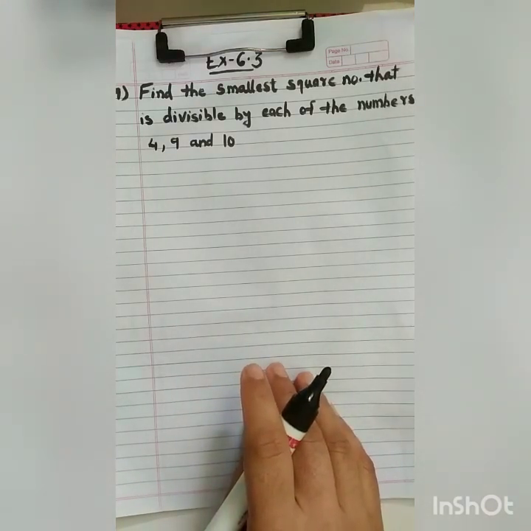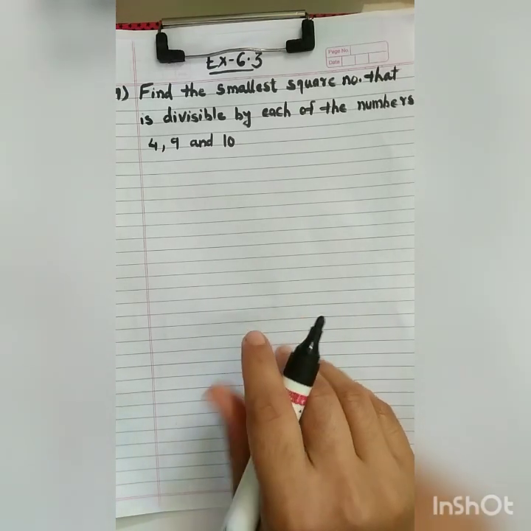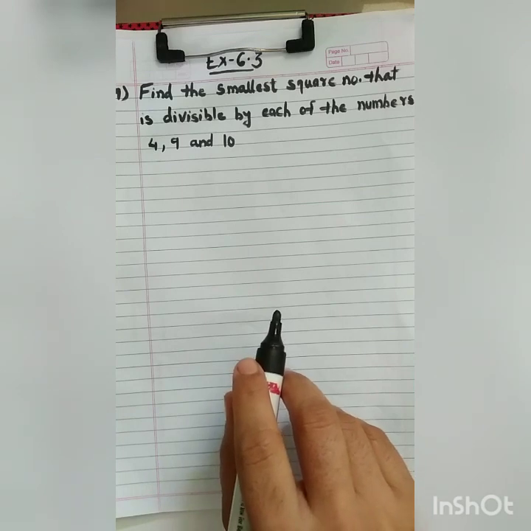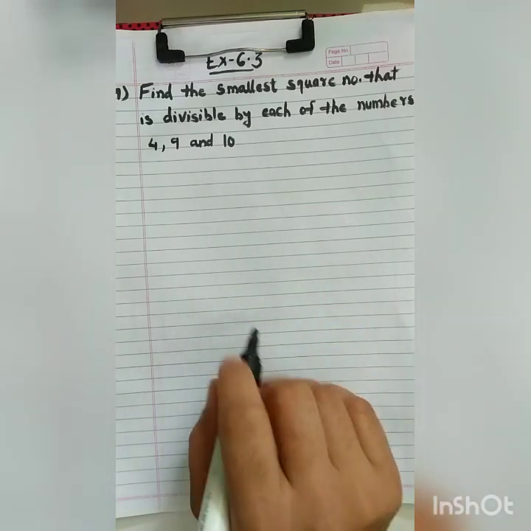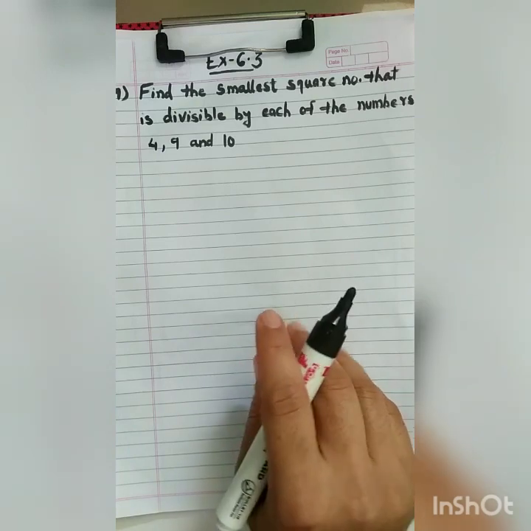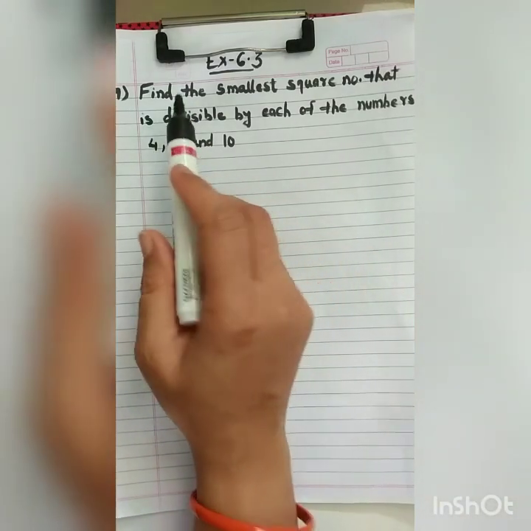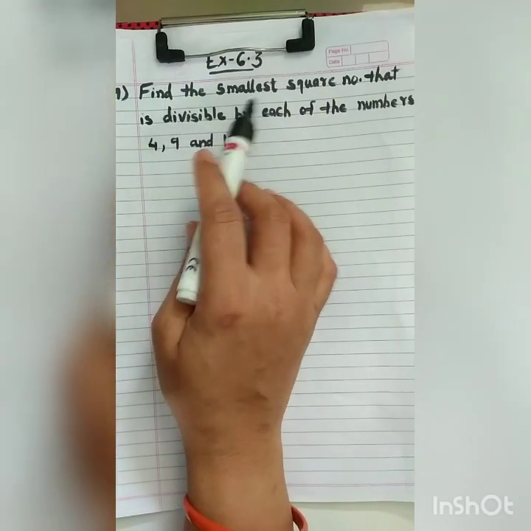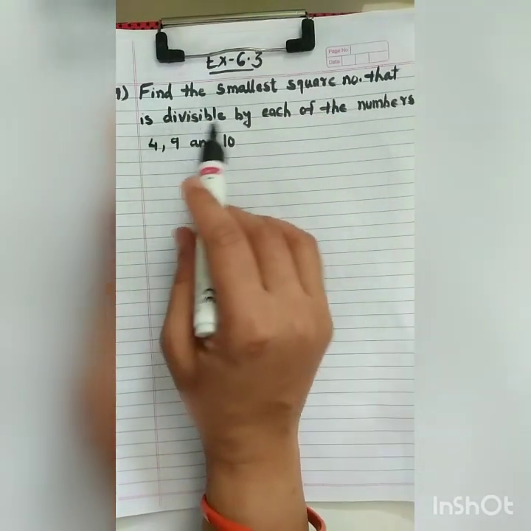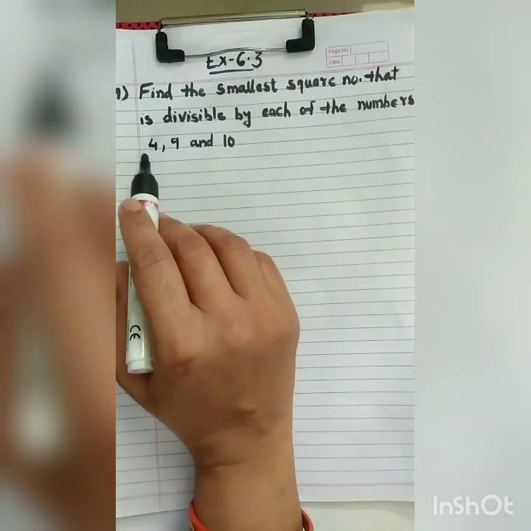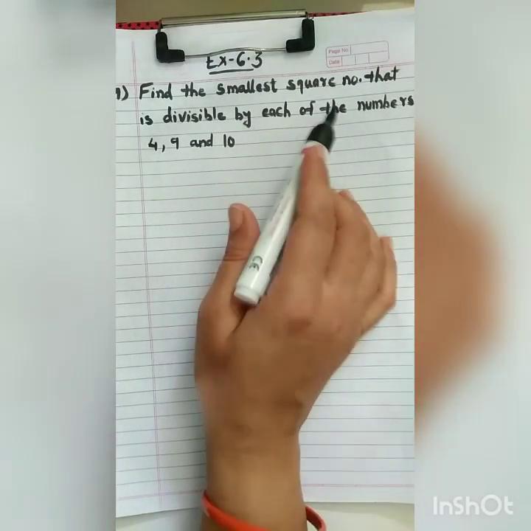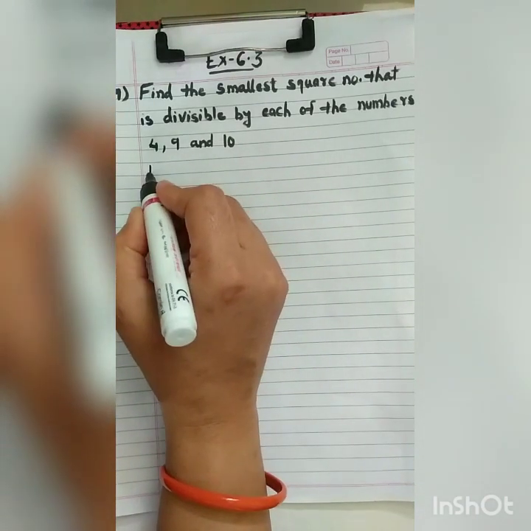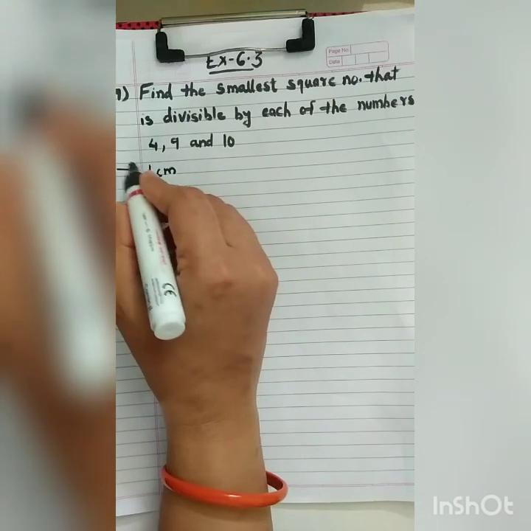Yesterday we have seen some problems from exercise 6.2. There is one more type of sum in exercise 6.3 that we will do first, and then we will start with our new topic. Look at sum number 9 from exercise 6.3. Find the smallest square number that is divisible by each of the numbers 4, 9 and 10. In such type of sums, we have to first find out the LCM of the given numbers.